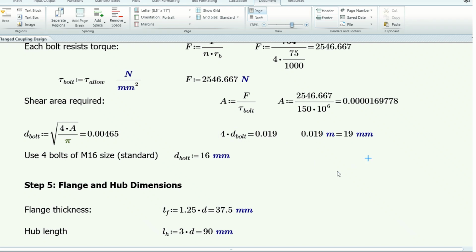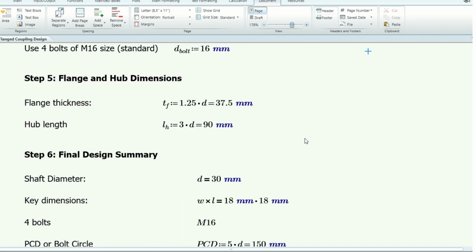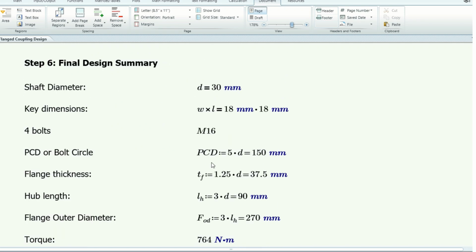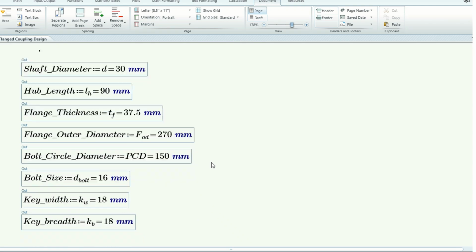It's like approximating, but not to fail before that. Okay. And flange and hub thickness are calculated using the standards, using ANSI standard B 11.7, something like that. So if you take 1.25 times the diameter, you will get the flange thickness and hub length also. Okay. These are all the design calculations we have to do for a simple flange design.